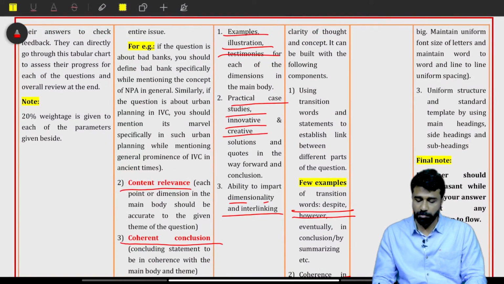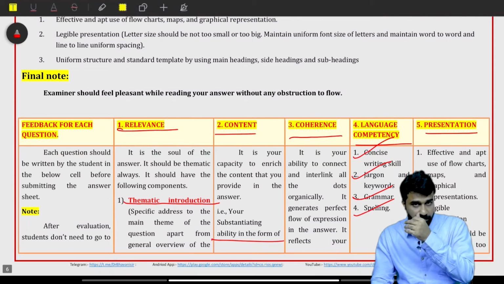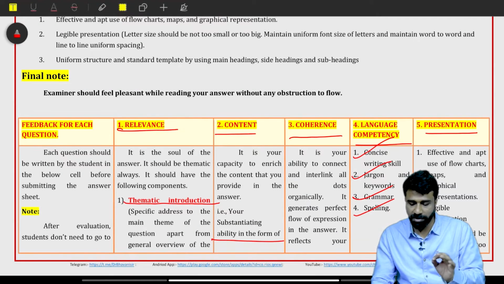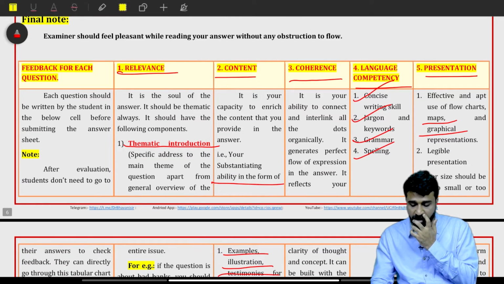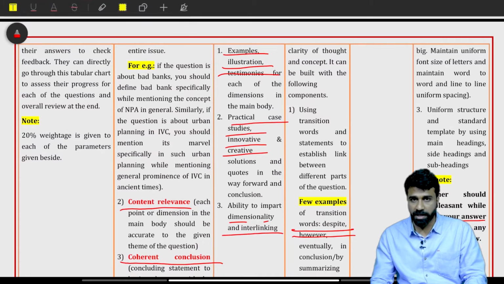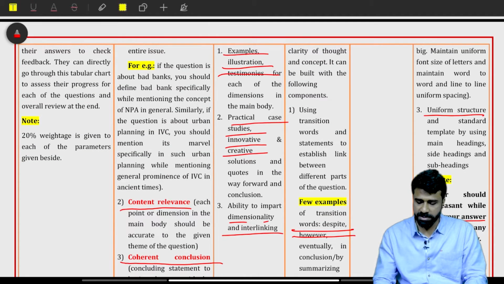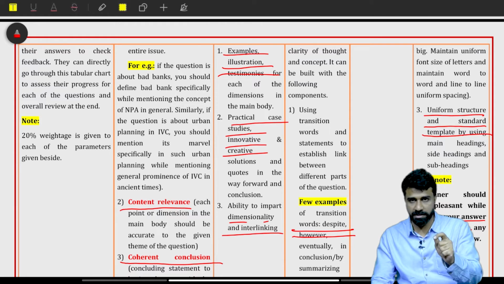Examiner should feel pleasant while reading your answer. That is very important. For that you need a perfect presentation using flowcharts, graphical representations and maps. At the same time, legible handwriting using a proper uniform letter size and word to word, line to line spacing, and uniform structure and standard template with the headings, main headings, side headings, subheadings.